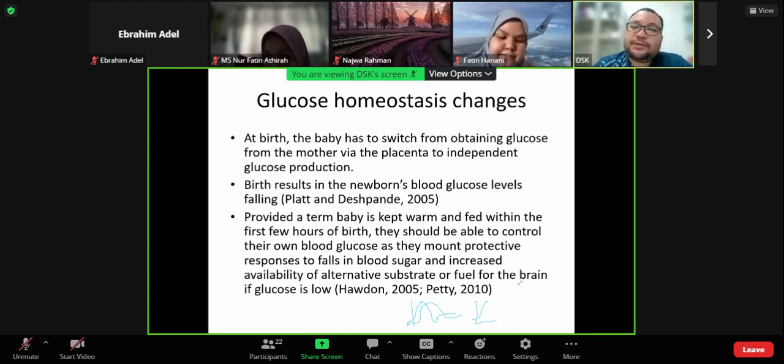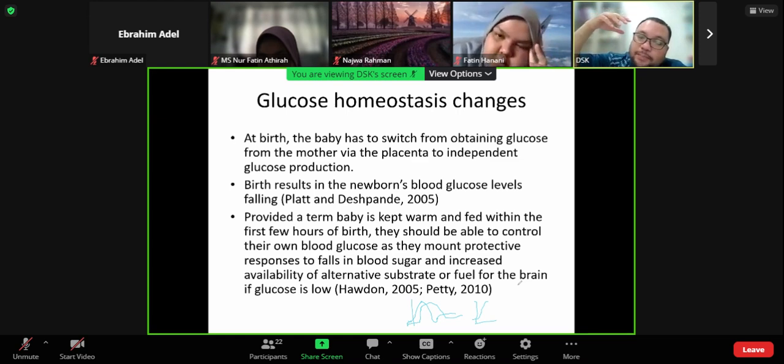The problem is that the newborn fetal pancreas only starts to produce insulin around 8 to 12 weeks of gestation. So before 8 to 12 weeks of gestation, the pancreas in the baby does not produce insulin. So the issue is, you need insulin for the transfer of glucose from the blood vessel into the cells. You need insulin.